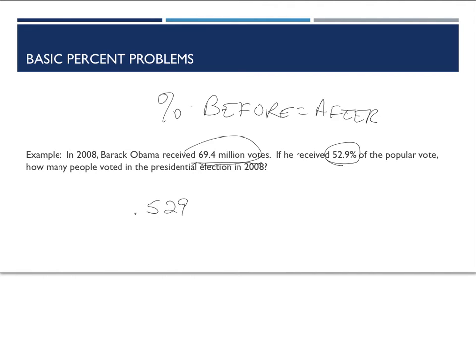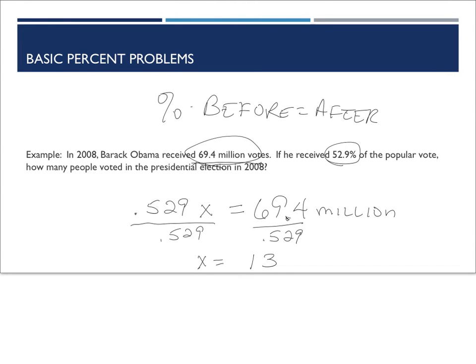Well, is 69.4 how many people voted in the election, the whole number? Or is that just part of the people who voted in the election? That's just the part that voted for Obama, so that's the after number. That's the fractional part. So the number that's supposed to go beside the 0.529 is our unknown, so we use x. To get x by itself, we need to divide by the number with x. And I'll round to tenths because in the problem they had rounded to tenths. And 131.2 million is my answer.